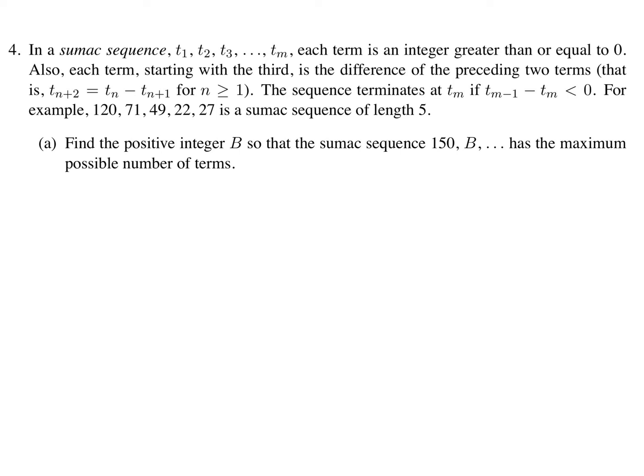Find the positive integer b so that the Sumac sequence 150, b, and so on, has the maximum possible number of terms. Okay.